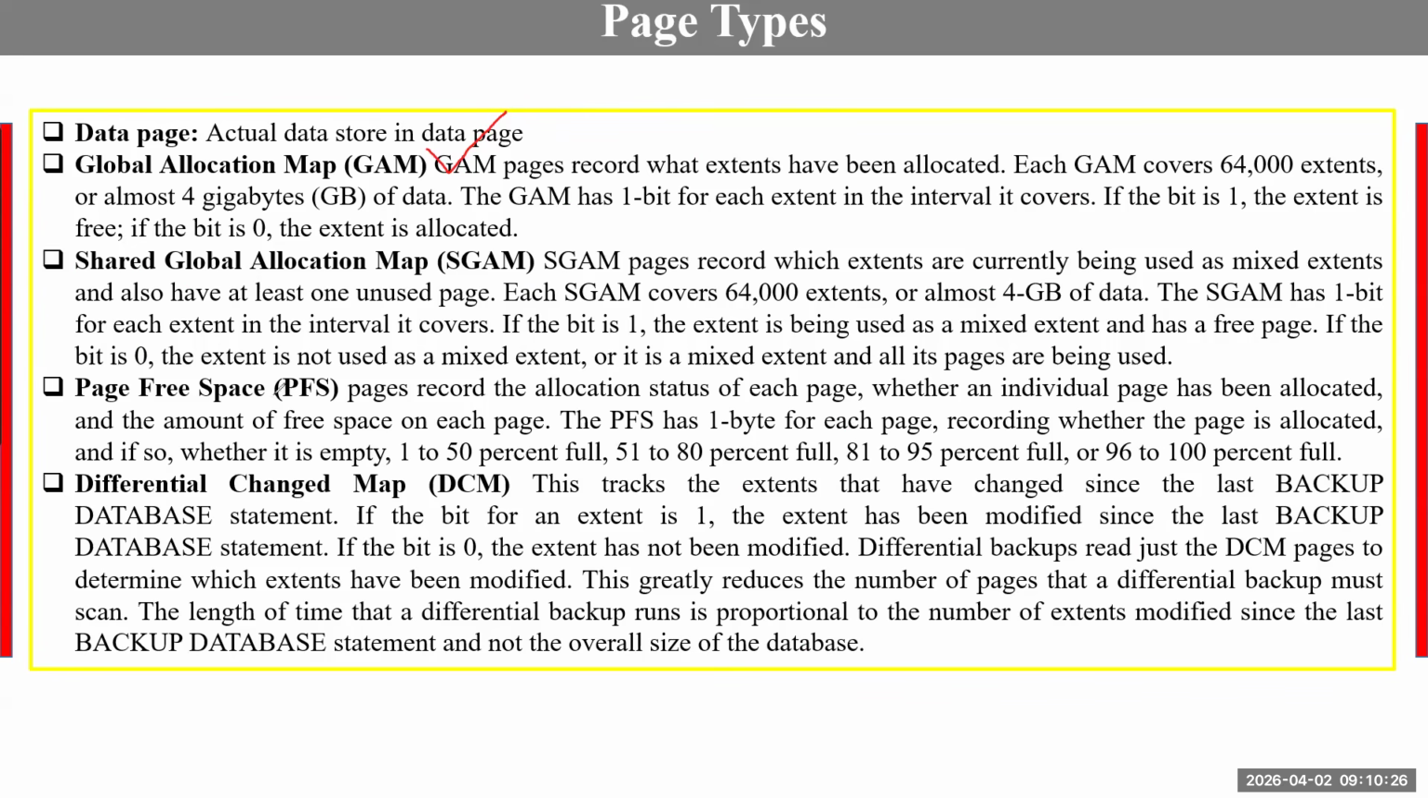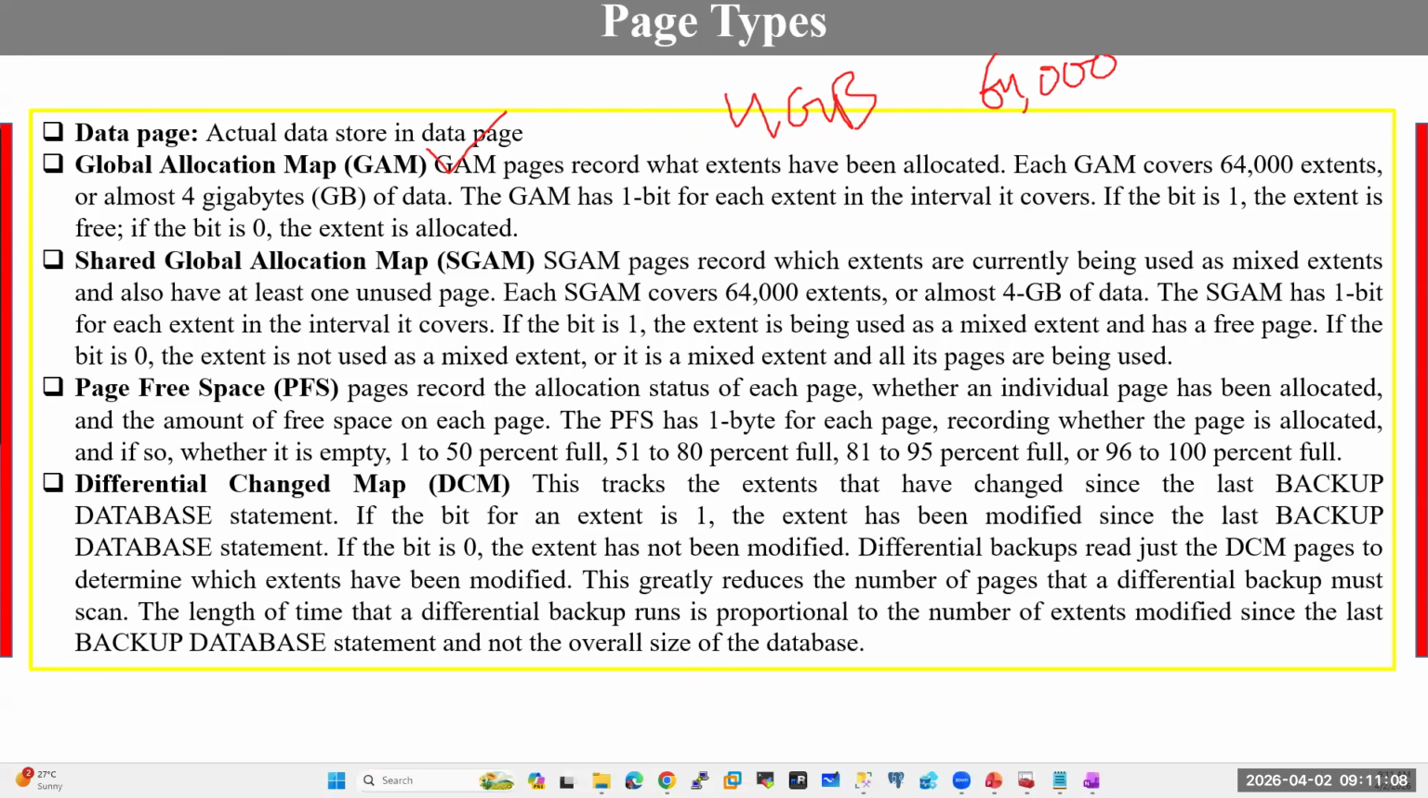See, whenever you are creating an object or loading data, you require pages. Those pages come from extents. Those extents are obtained from the GAM page only, sir. So the GAM page is what allocates the extents. Who is going to allocate the extents? Your GAM page is allocating the extents. One GAM page size is 4 GB. The size of the GAM page is 4 GB, which contains 64,000 extents information.